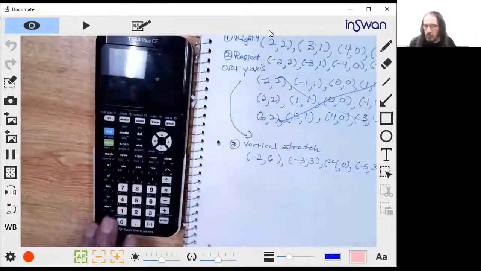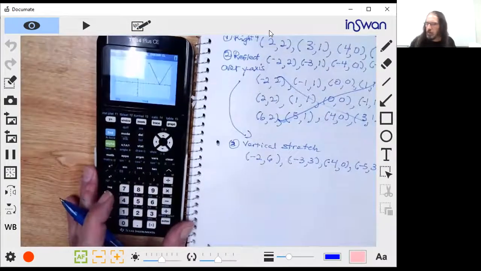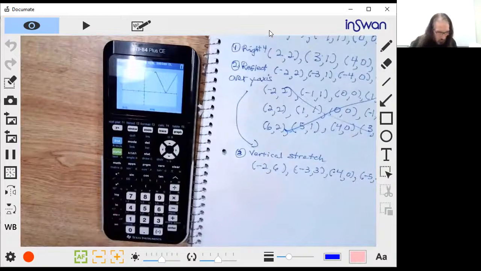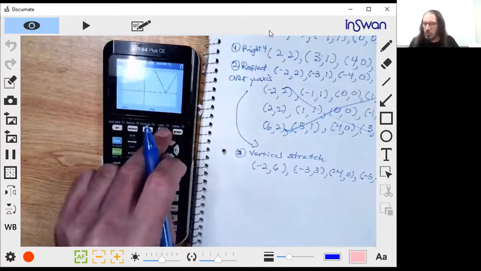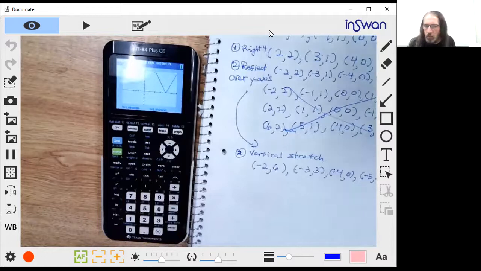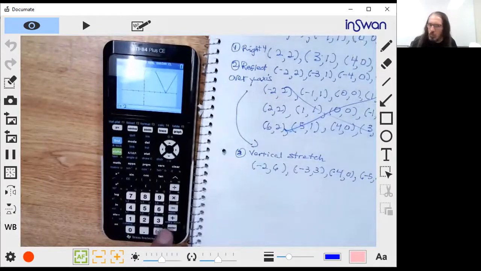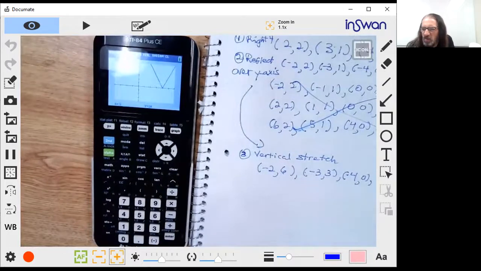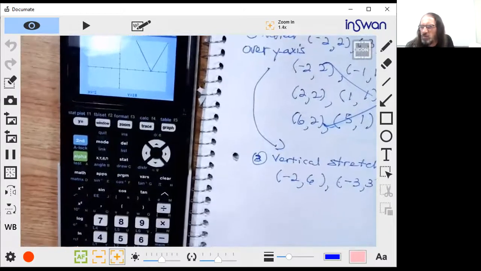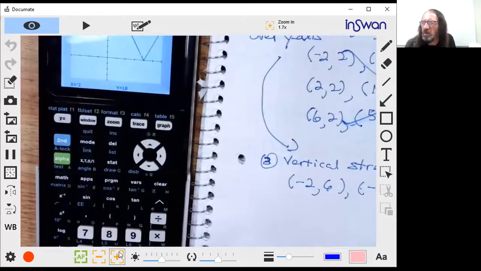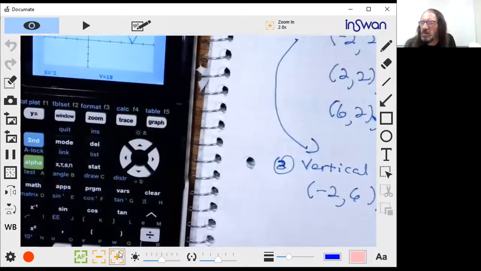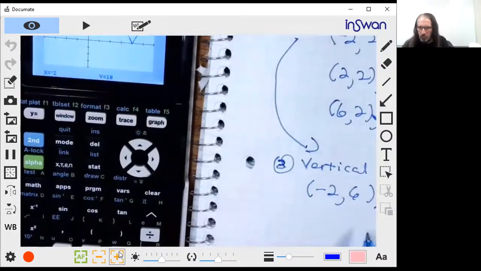If I look at what's going on just at -2, try focusing this. At -2, we're getting that y is equal to, looks like 18, not 6.